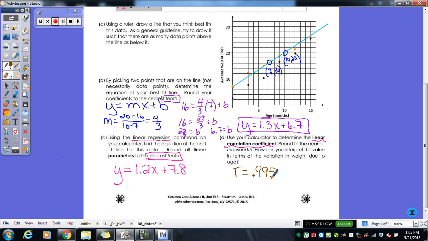So then they want to know, how can you interpret this value in terms of the variation in weight due to age? Our correlation coefficient is always between -1 and 1. The closer you are to -1 or +1, the stronger the relationship is. So is our value close to 1? Yeah, very close to 1. So we can say there is a strong positive correlation between age and weight.